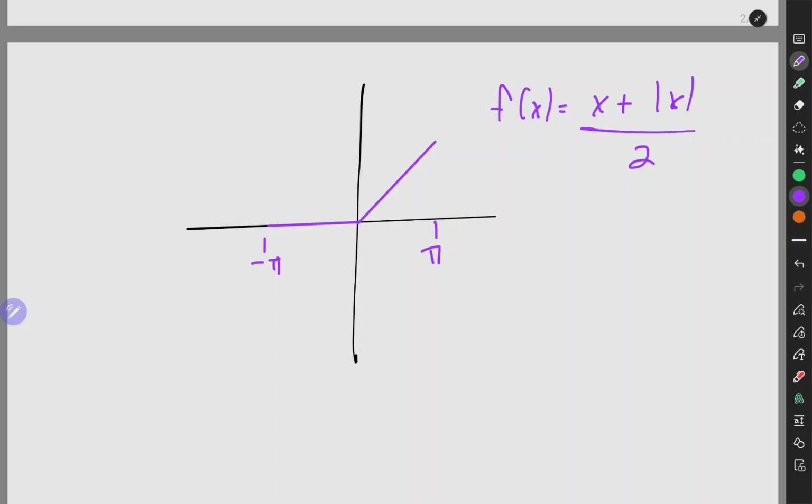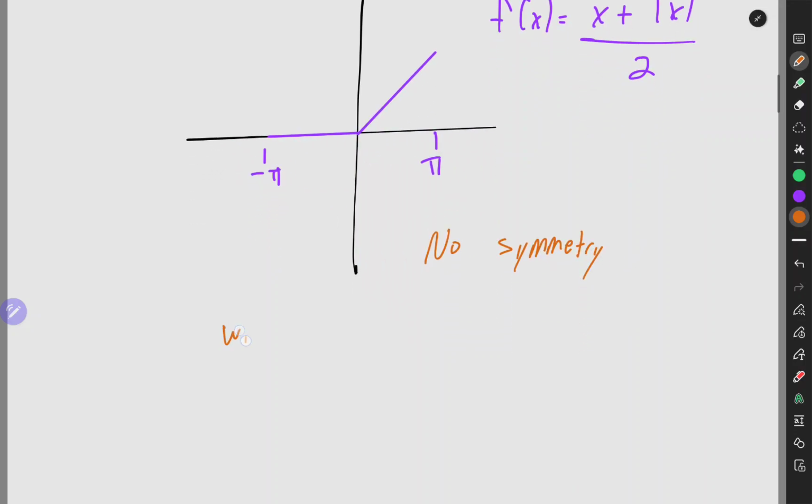But you can see for this case, it's not symmetric over the y-axis, and it's not symmetric about the origin. So in this case, we have no symmetry. So we will have a sub naught, a sub n, and a b sub n. We will have a value for each term, so we're going to have to integrate for each term. So it's a little bit more of a pain when you don't have any symmetry at all.